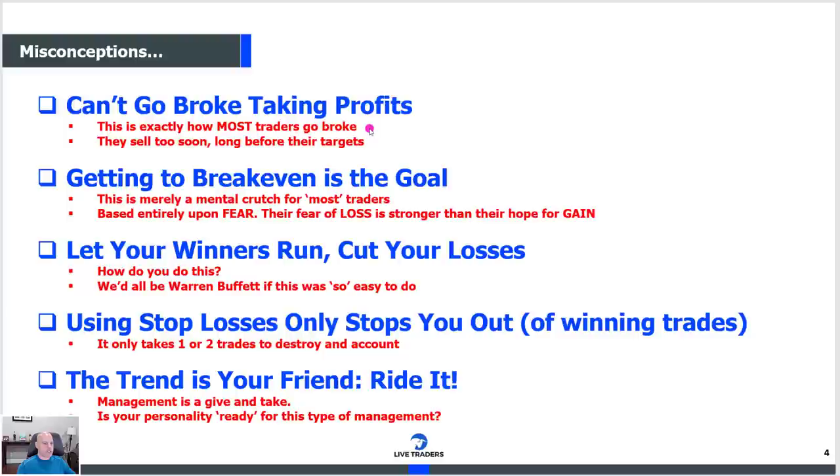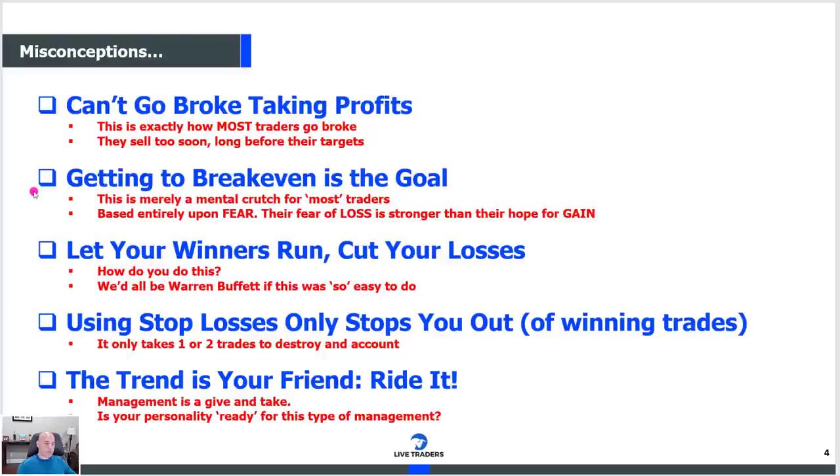Getting to break even is the goal, right? This is something that I go to break even more frequently than I should. This is merely what? A mental crutch for most traders. This is based upon fear. Your fear of loss is stronger than your hope for gain. So getting to break even is really not the goal. Getting to target is the goal.